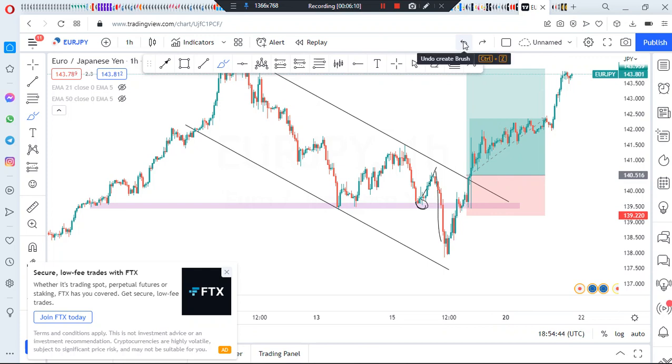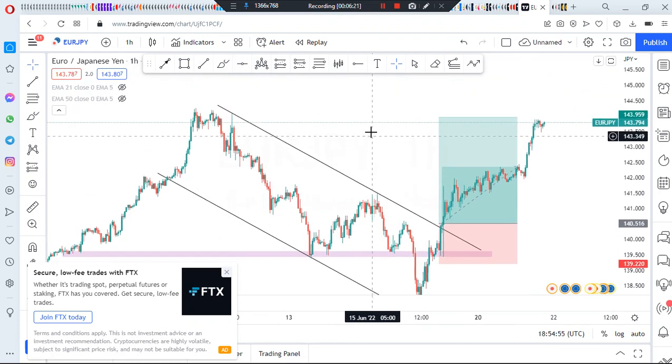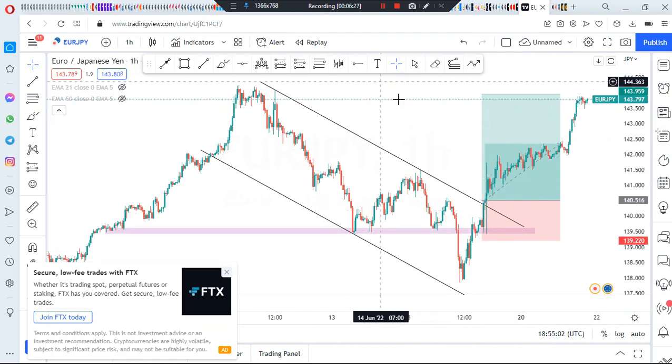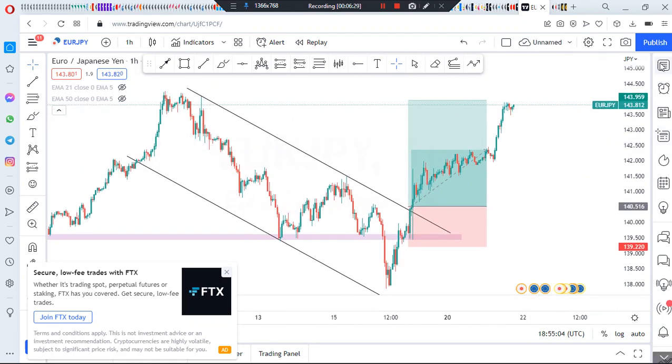So when it comes to risk management, this was not going to be ideal if you had a small account. But if you have a big account that could survive the drawdowns, yes, you could actually enter this trade around here. I don't think there will be a problem.